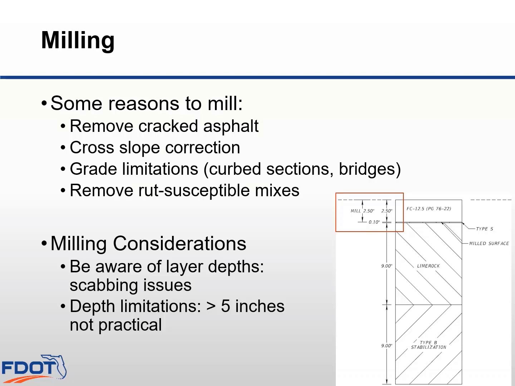The other milling consideration is to keep your mill depths to 5 inches or less, if at all possible. An alternative to a deeper milling would be to consider a crack relief layer or additional overlay thickness. If you have a project where a deep mill may be necessary, you need to coordinate with your construction office to discuss the best alternative for your project.